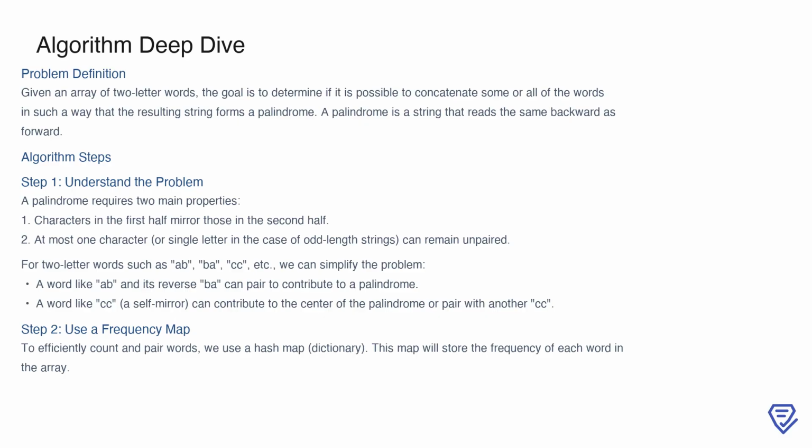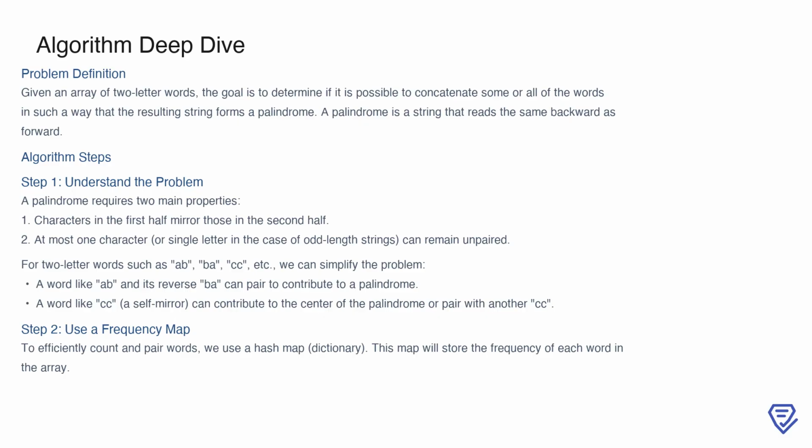To solve this, we need to focus on two key properties of palindromes. First, the characters in the first half must mirror those in the second half. Second, for strings of odd length, at most one character can remain unpaired and sit in the center. For two-letter words, this simplifies our task. Words like ab and their reverse, ba, can pair up to contribute to a palindrome. Meanwhile, self-mirrored words, such as cc, can either pair with another identical word or occupy the center.